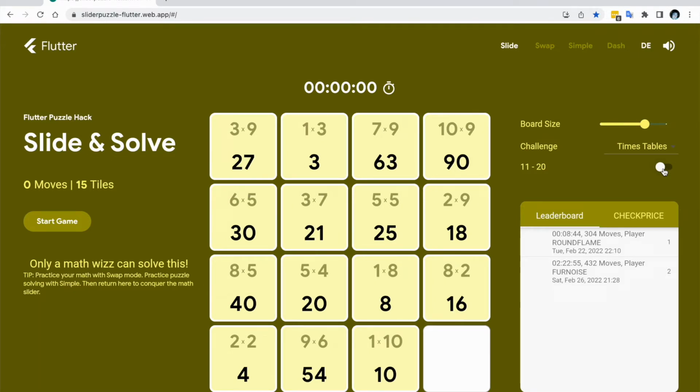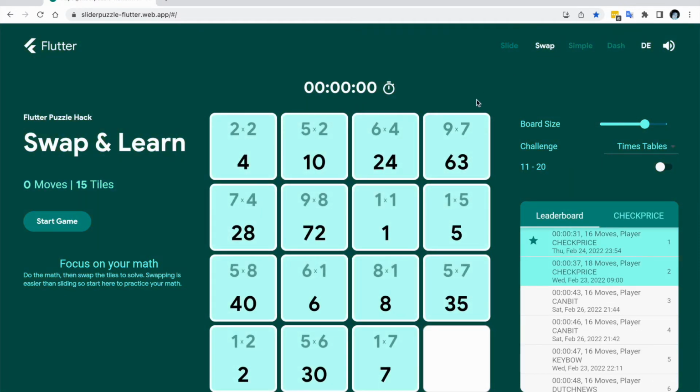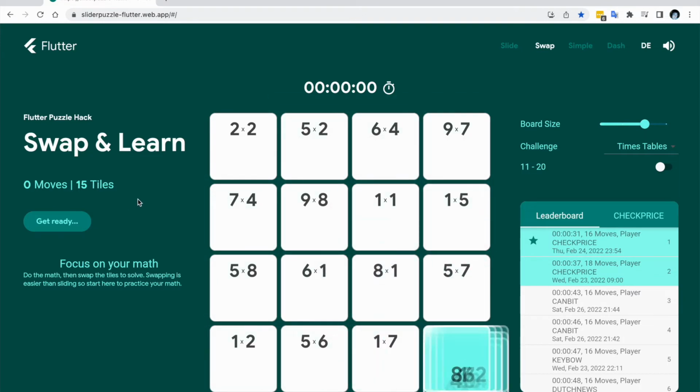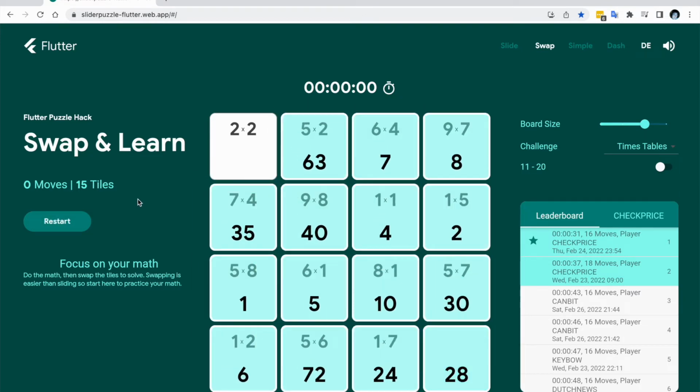When you play, you find that sliding and thinking and calculating is pretty hard. So I implemented an alternative mode. The basic game idea is almost the same with one tiny little difference. In this setting, players don't have to slide a tile into position. They can simply swap it.